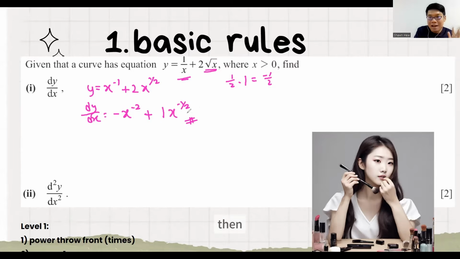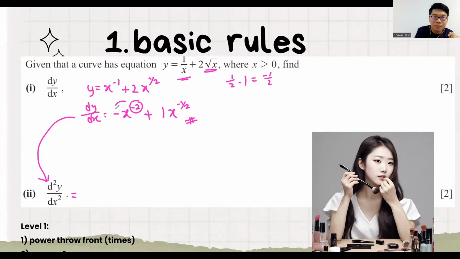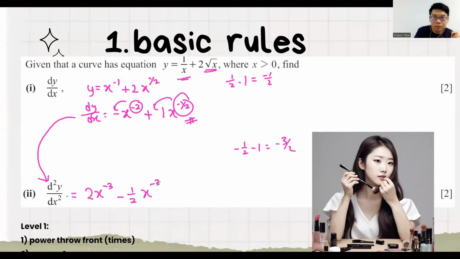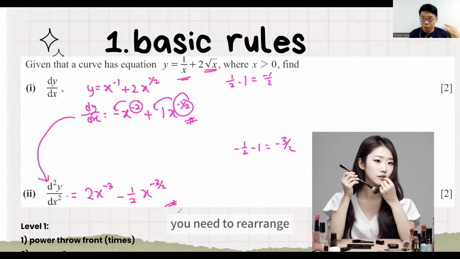Just like this. Then d2y/dx squared means we will differentiate one more time from dy/dx. First step, power throw front. So minus 2 times minus 1 will become 2 only. Step 2, x power minus 2 become x power minus 3. This part, power throw front, 1 times minus half will become minus half. x power minus half will become minus half minus 1, which will become minus 3 over 2. Just like that. So this is the thing that usually in IGCSE they will ask. You need to rearrange, modify, then only apply the 2 rules.